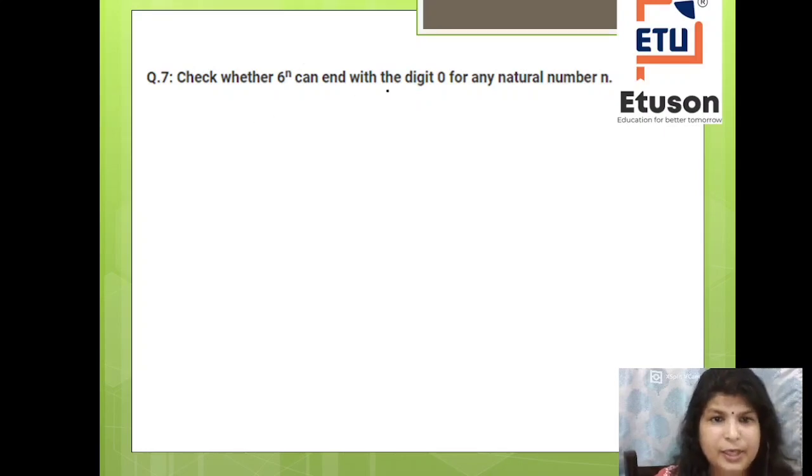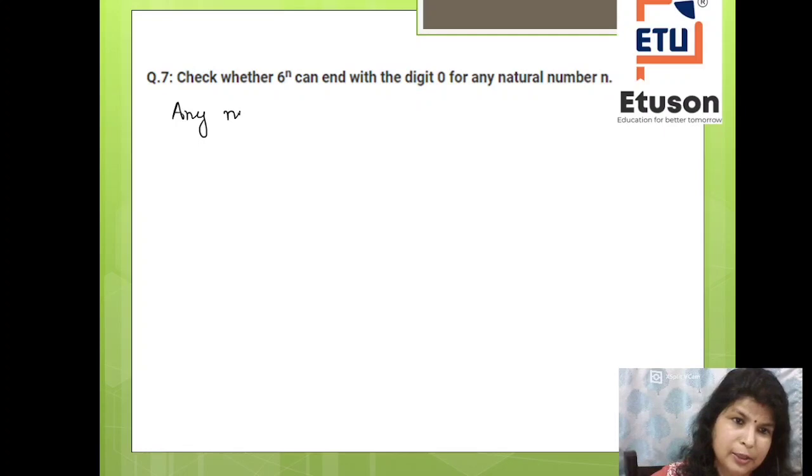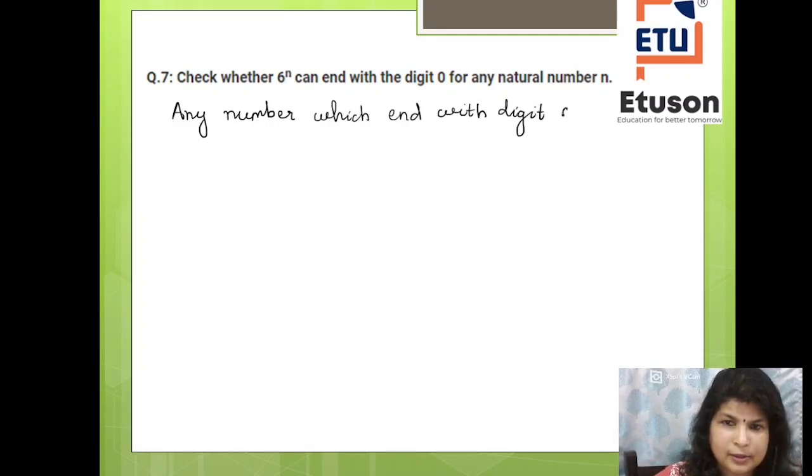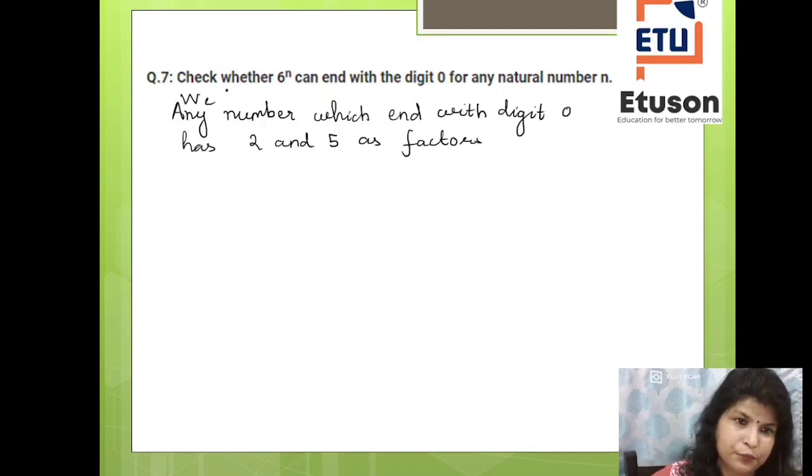Check whether 6 to the power n can end with the digit 0 for any natural number n. So 6 to the power n. So you have to here check that any number which ends with digit 0 has 2 and 5 as factors. Correct? So this we know.